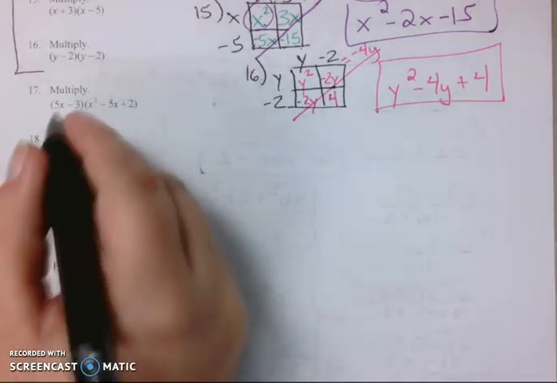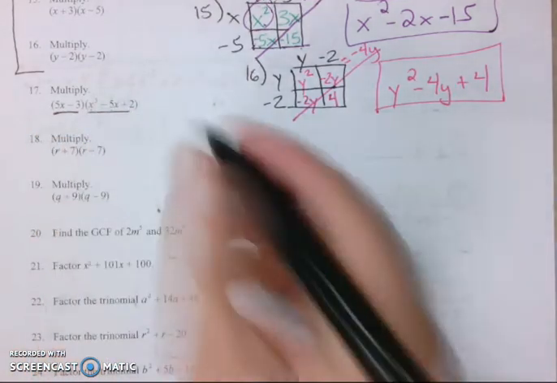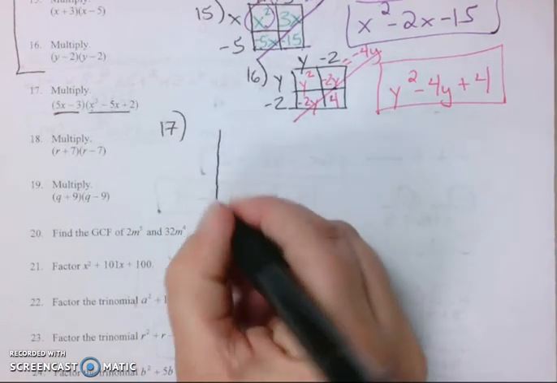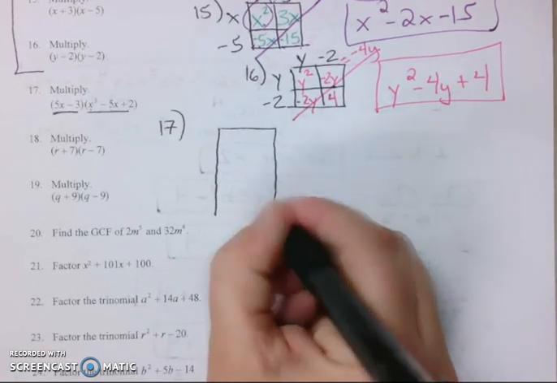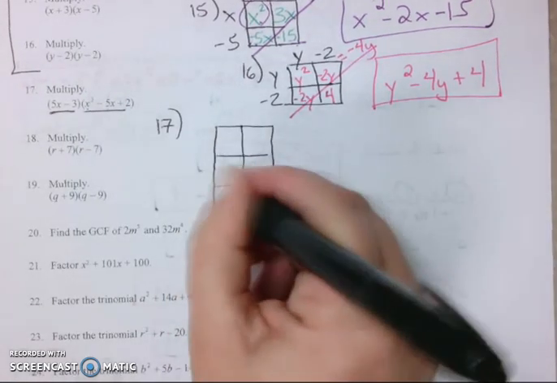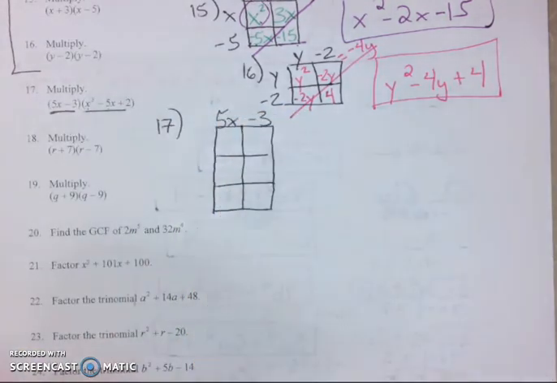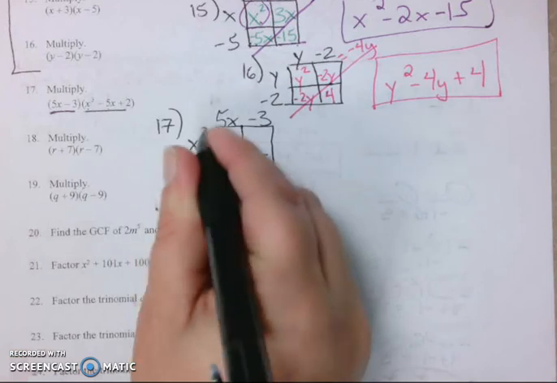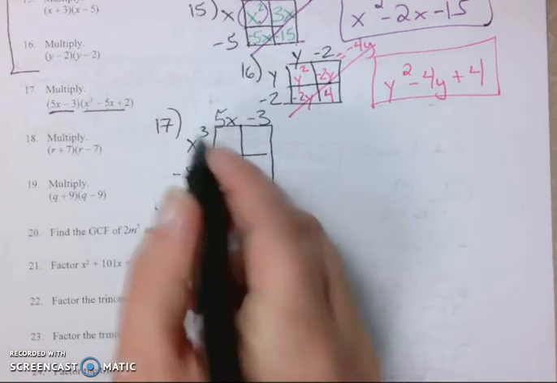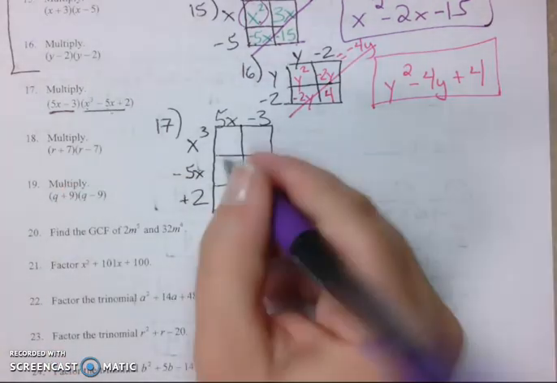Okay, 17 is different because we have 2 terms here and 1, 2, 3 here. So on 17, I need to do a 2 by 3 box. You can make it go sideways, or you can make it go this direction. It doesn't matter. So my 2 terms, 5x and negative 3 here, and in front, x to the third, negative 5x, and positive 2 for those 3 terms. And then we fill it in just like before.